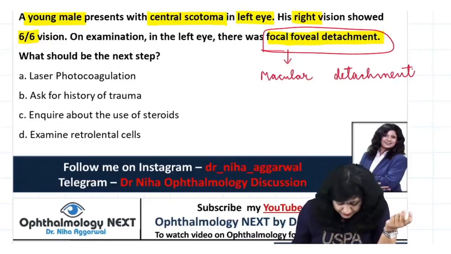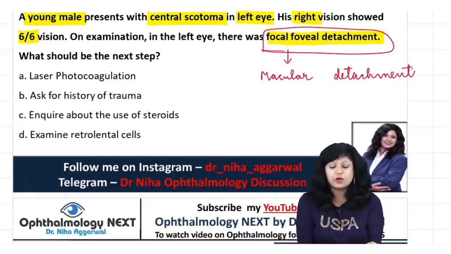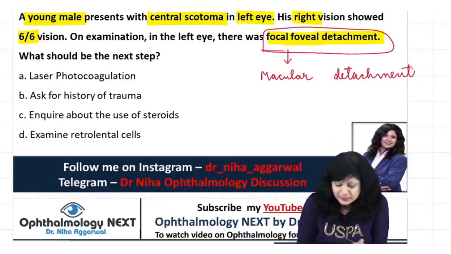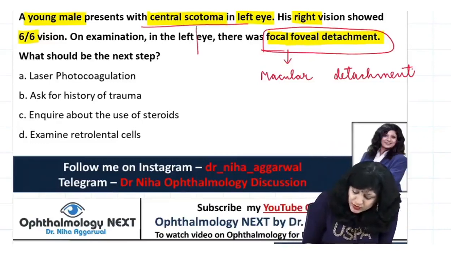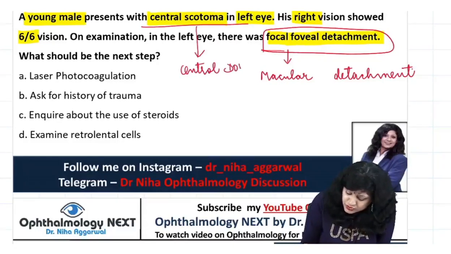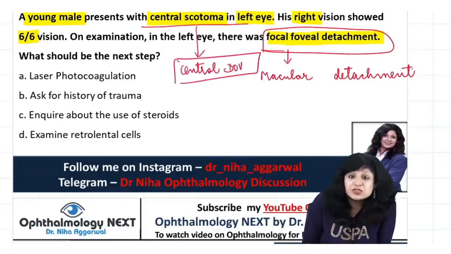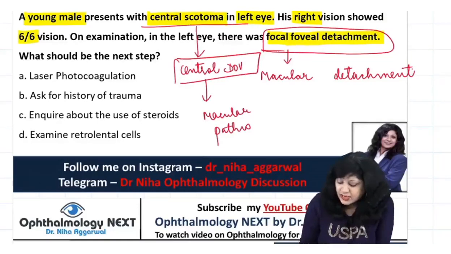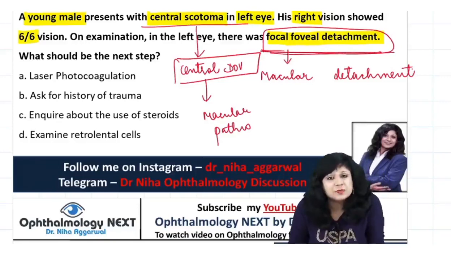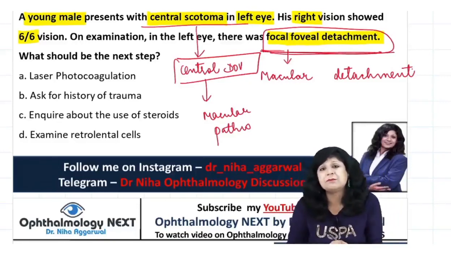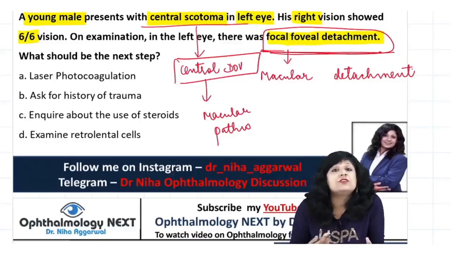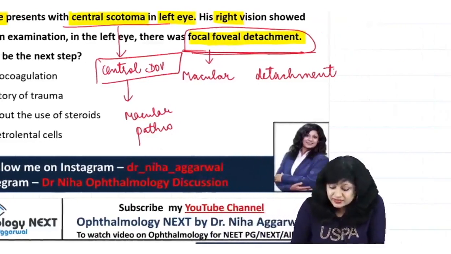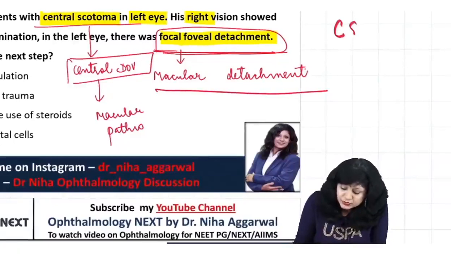So let's see what they are asking. They are asking what should be your next step. A person is coming with the central scotoma. That means there is a central diminution of vision. Central diminution of vision also means that this patient has some macular pathology. On examination there is foveal detachment, so there is again macular detachment. So what are you suspecting? So that means macular detachment could be due to CSR.